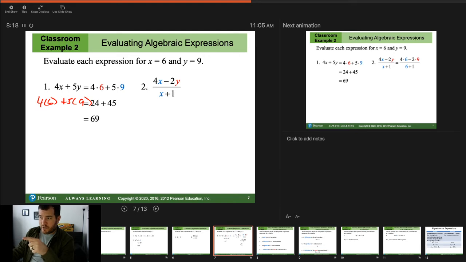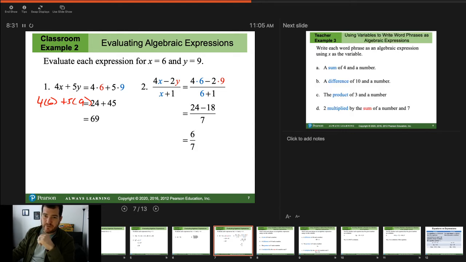Similarly, with the same one on the right, instead of putting parentheses, they just use different colors. So X's are blue and Y's are red. Same thing. Simplify the top, you get 24 minus 18, which I believe is 6. So that one you end up with a fraction. It's okay to end up with a fraction. That's totally fine. So hopefully those made sense.